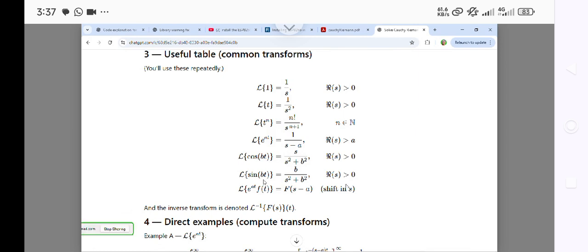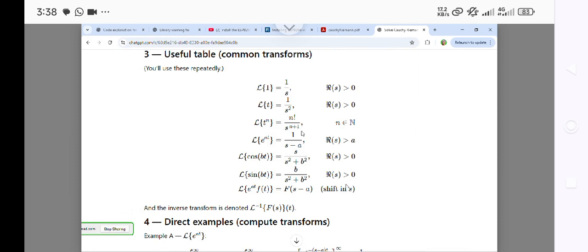Now, assuming that in this case I have exponential at times sine bt, this place where I have s now, I'll have s minus a, all raised to the power 2. You see that the s here is shifted by minus a. If it's exponential at times t raised to the power n, this would have been s minus a, all raised to the power n plus 1. So that's how it works.